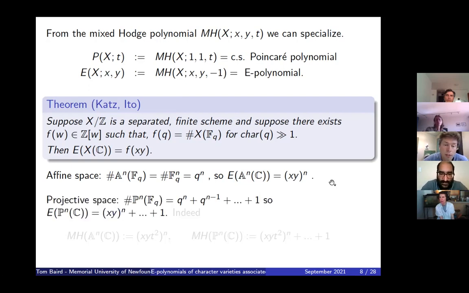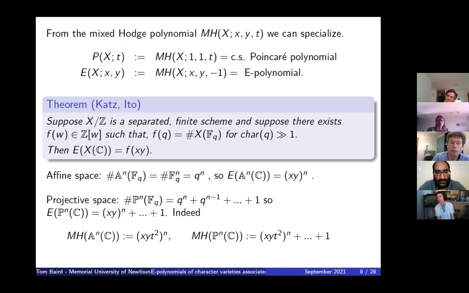You can do the same with projective space. Again, if you consider n-dimensional projective space over a finite field, the number of points is given by a polynomial. You essentially partition into affine spaces and add up the number of points in each. And then using this result, that tells you what the E polynomial of projective space is. You just replace the q with x times y. And indeed in these cases, the full mixed Hodge polynomial is not hard to calculate. You get these expressions. Essentially, instead of taking x times y, you get x times y times t squared.